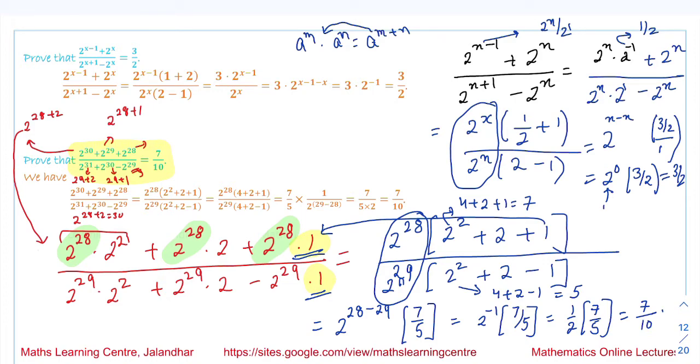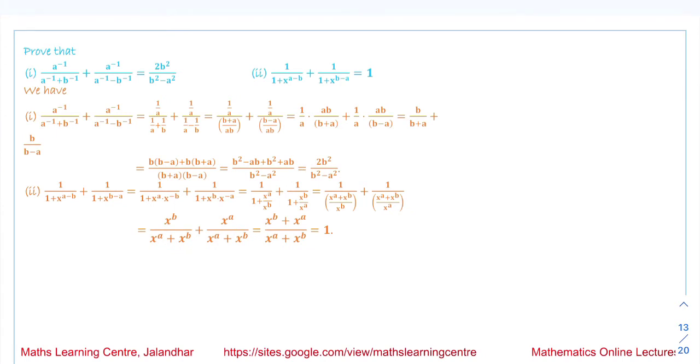Now in the next question we are having a raised to the power minus 1 over a raised to the power minus 1 plus b raised to the power minus 1. So what does a raised to the power minus 1 mean? It is 1 by a. So you can write this term as 1 by a over 1 by a plus 1 by b. The second term is 1 by a over 1 by a minus 1 by b.